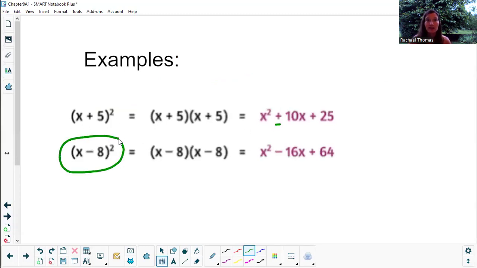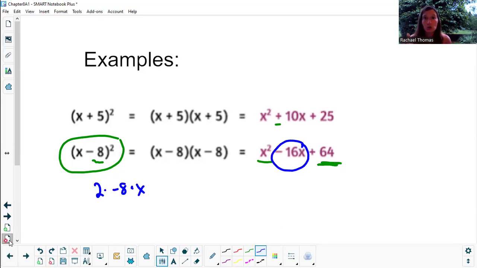This one, x minus 8 squared. Let's just think it through. X squared, sure. The end is going to be negative 8 times negative 8, which is positive 64. And the middle, 2 times negative 8 times x, negative 16x. That is a cute pattern.